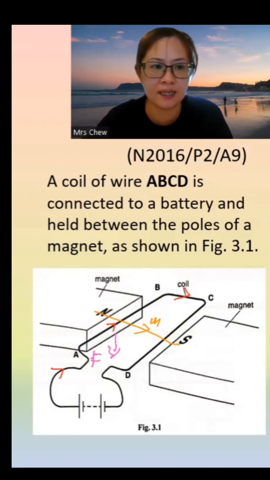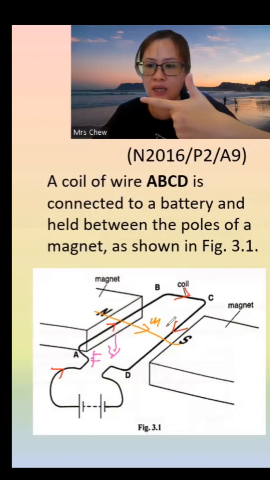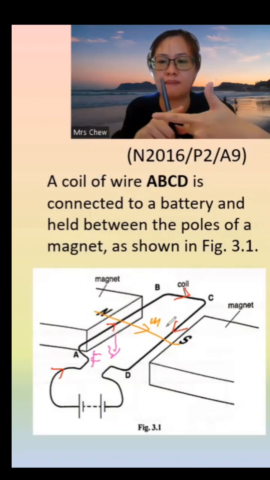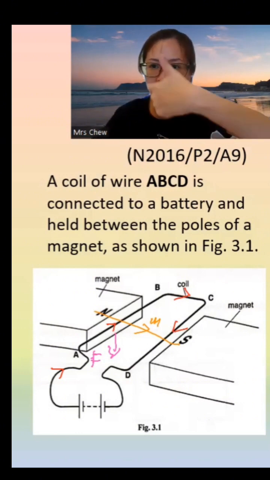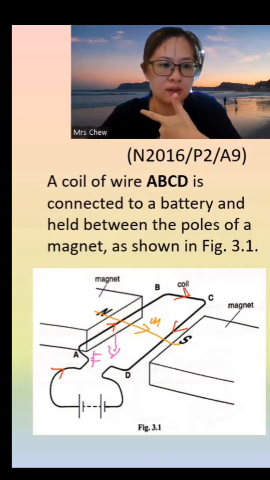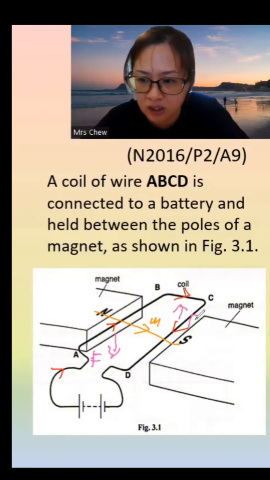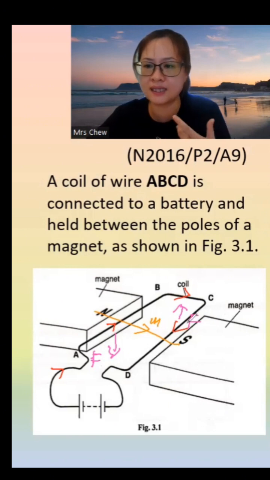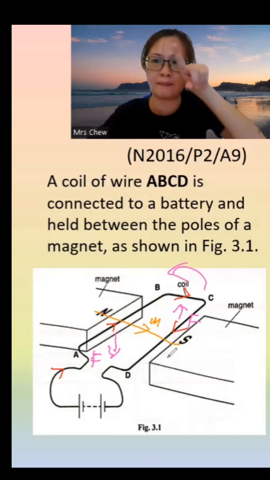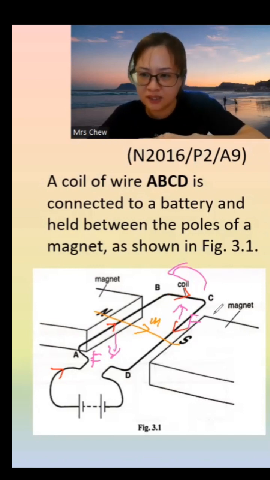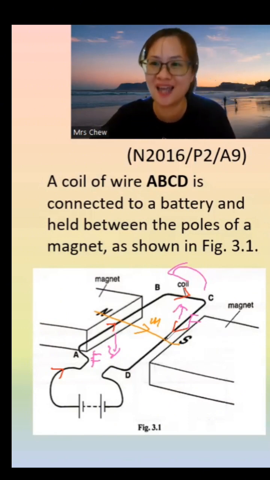Now for the rod CD, the direction of the current is actually this way, pointing towards you. The magnetic field is still from the north to the south. And then the direction of the force is pointing upwards, okay? So this one is the direction of the force. So you will realize that this is turning this direction because this CD is going up and then this AB is going down. So this coil of wire ABCD is actually turning this direction, which is anti-clockwise.